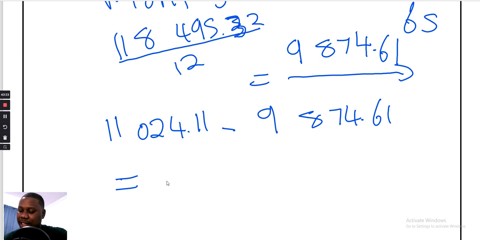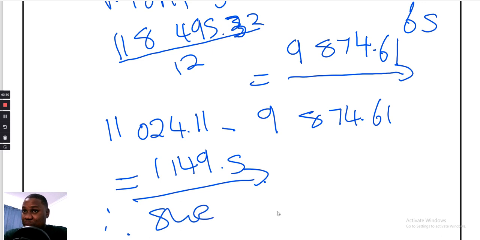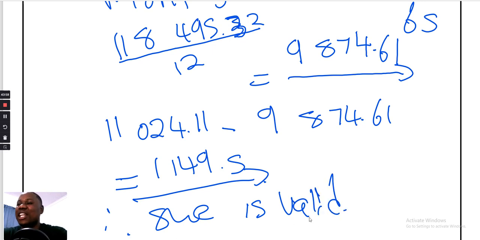11,024.11 minus 9,874.61, which equals 1,149.50. This is how much she should be saving, only if the difference was 1 year. Therefore the statement is valid. We can say if it was she, I'm not sure if it was she, the statement is valid. Okay, and that is your conclusion, and then you get your full 6 marks.